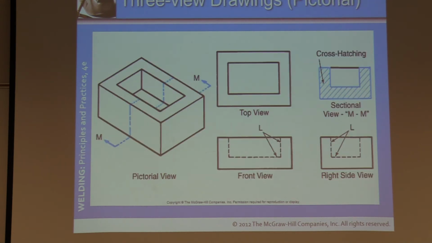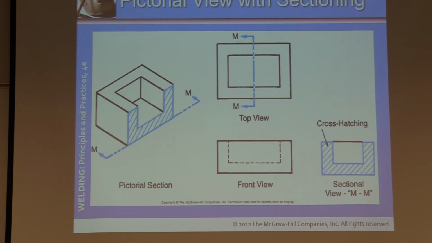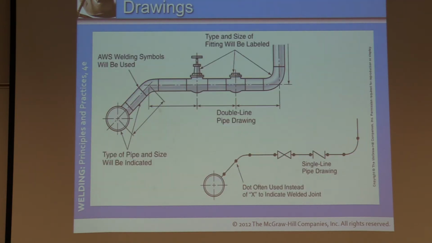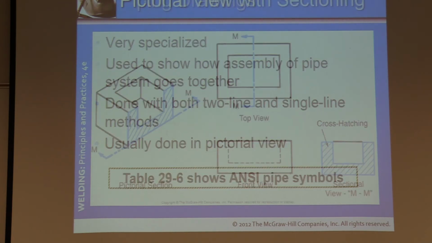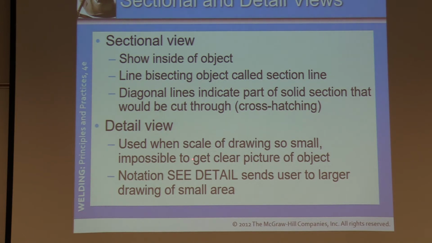Detailed views. I don't think we had a detailed view here. A detailed view is usually an exploded, more in-depth and zoomed-in view, I should say. It's used when the scale of the drawing is so small it's impossible to get a clear picture of the object. The detail sends the user to a larger drawing of a small area.